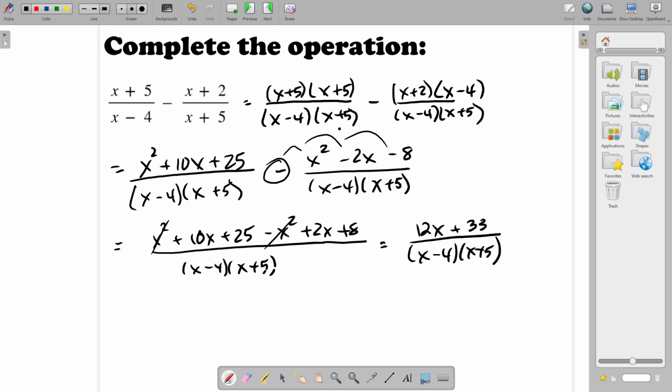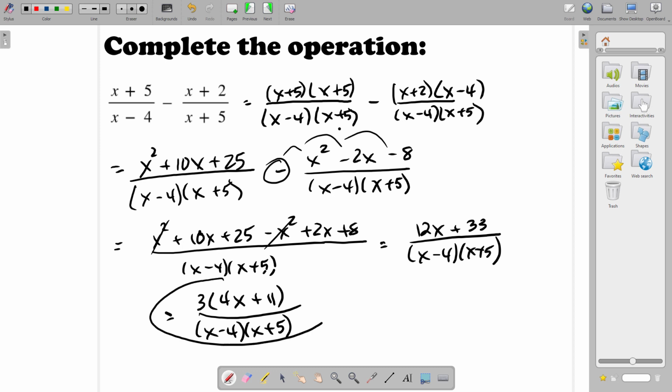The top will factor. We can factor a 3 out of both of those, so I'm going to factor the 3 out, and I get 4x plus 11 and x minus 4 times x plus 5 on the bottom. We have nothing that will divide out, so that ends up being our final answer.